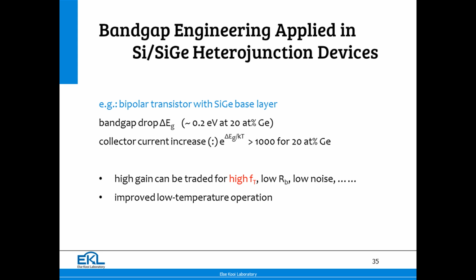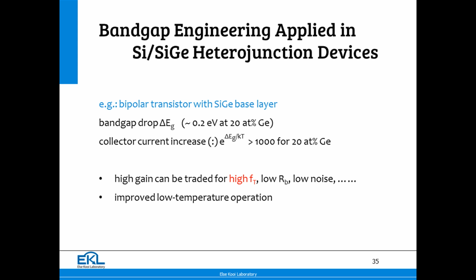How can we use that? Well, compare 2 transistors, hypothetical. Silicon transistor and a transistor with a silicon germane base. Exactly the same for the rest. Then the band gap, the drop in band gap makes your collector current increase by this factor E delta Eg over kT, which is for 20 atomic percent germane, more than 1,000. Well, nobody needs a transistor with this kind of gain, but it can be traded, and that is the trick.